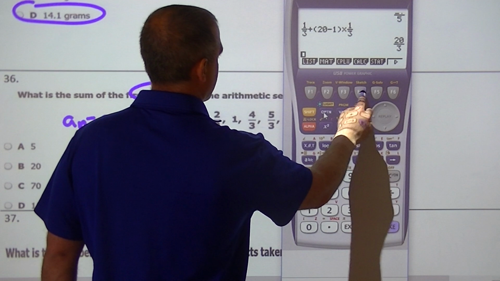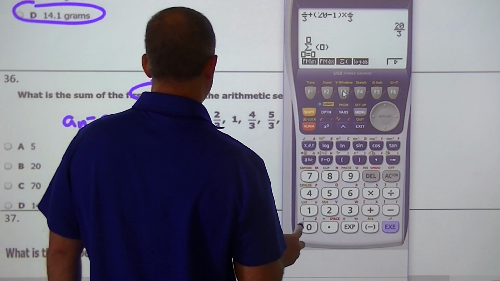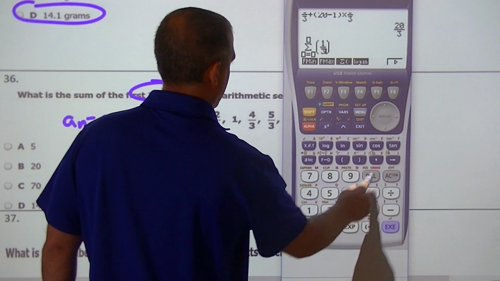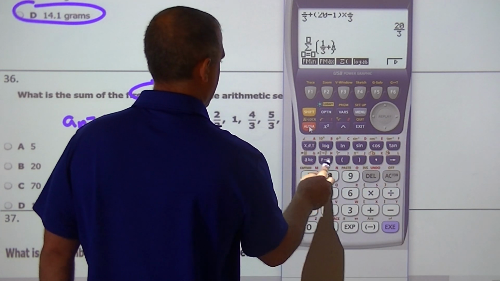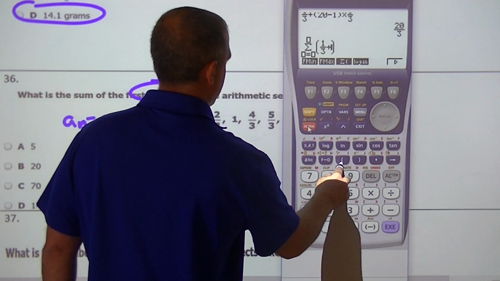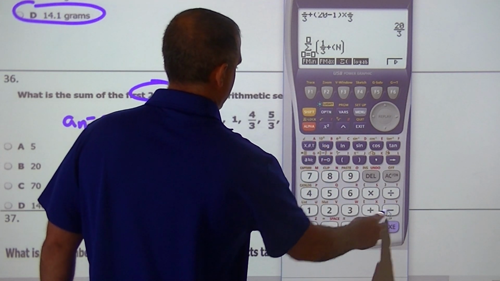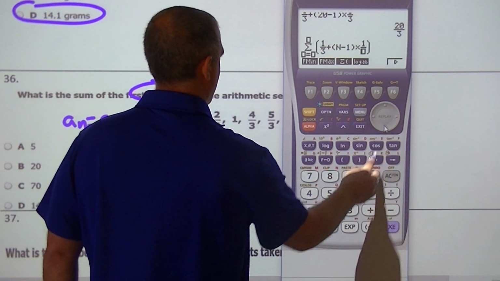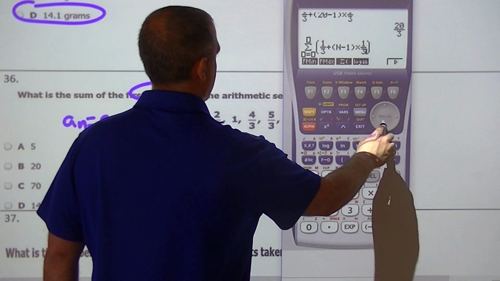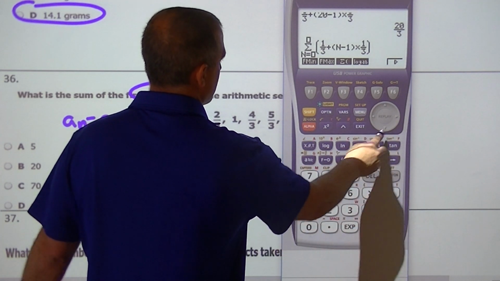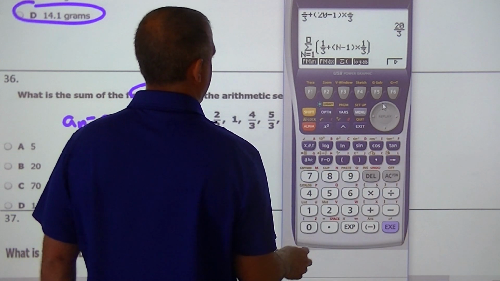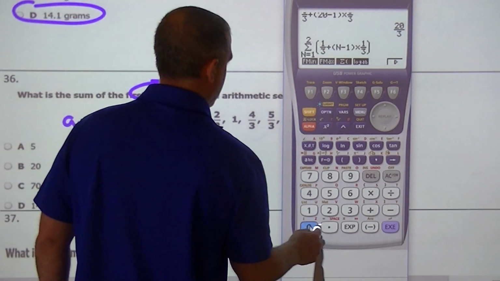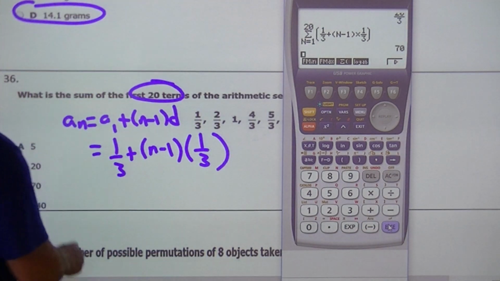Sorry, we want to go to option, calc, scroll, E, and we want to do 1/3 plus alpha n minus 1, times 1/3, alpha n. You can use x if you prefer. It doesn't matter. So infinity, we put 100. No, I'm sorry. Since they want 20, we put 20. So it's going to be 70.